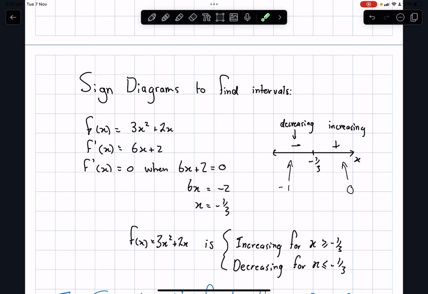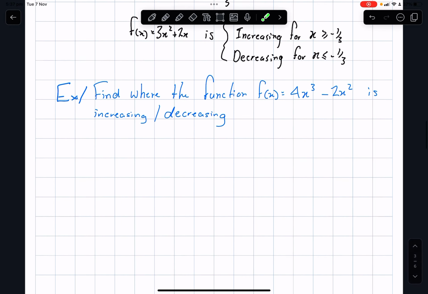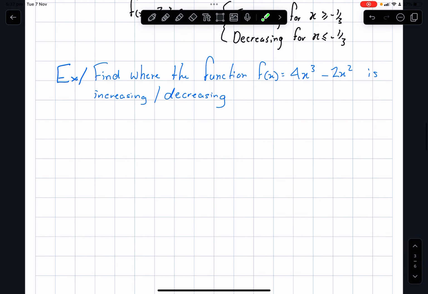I'm now going to go through two examples, two very different examples, so they're good to write down as well. So find where the function f of x equals 4x cubed minus 2x squared is increasing or decreasing. As soon as you see a question written like this, we know we're doing a sign diagram.